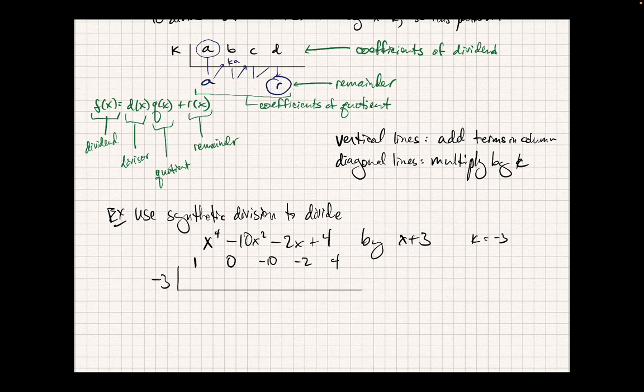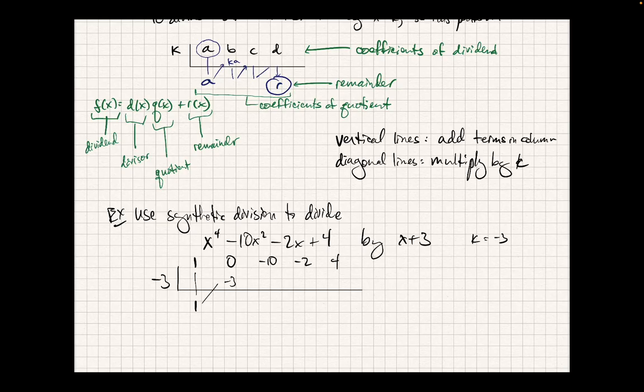What's my first step? Put 1 to the bottom. So I'm going to bring down my 1. Next step? Do the diagonal line. Diagonal line is what? It's negative 3 times 1. Right, negative 3. And then what's my next step?